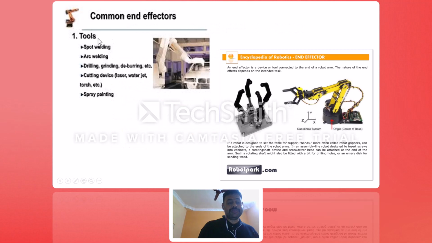If you are using a tool as the end effector, you can give a welding tool like spot welding or arc welding. You can also use the robot for drilling and grinding, and machining. Drilling and grinding are machining processes. Spot welding and arc welding are welding processes. Apart from that, the robot can be used for spray painting.